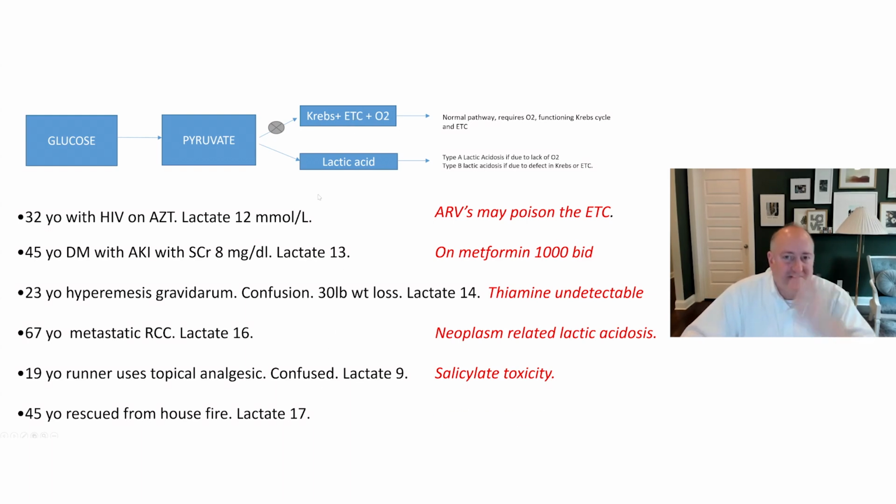Next is cyanide. Cyanide blocks the electron transport chain, and that's why pyruvate is going to be shunted to lactate. All of these are type B lactic acidosis because there's plenty of oxygen. There's not a lack of blood flow. It's not type A, it's type B.